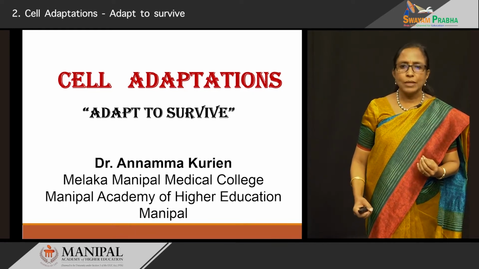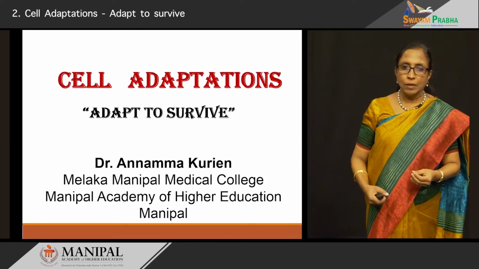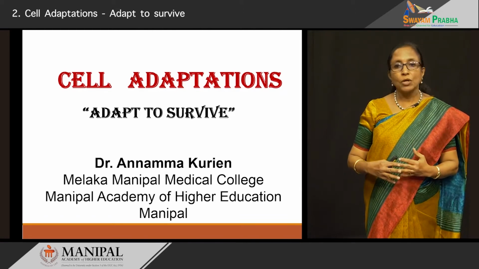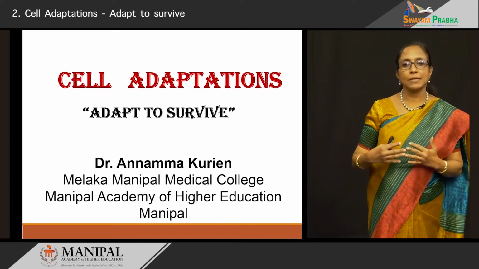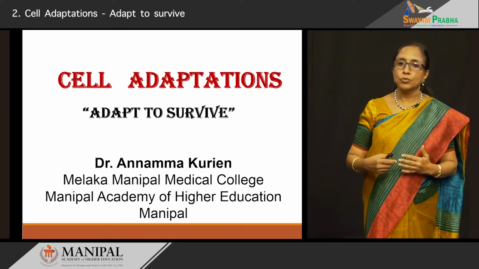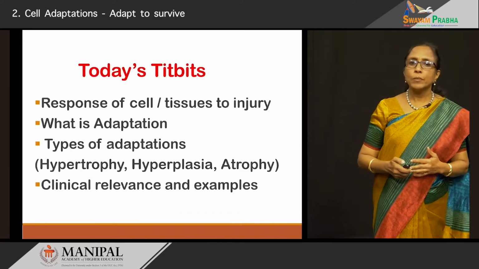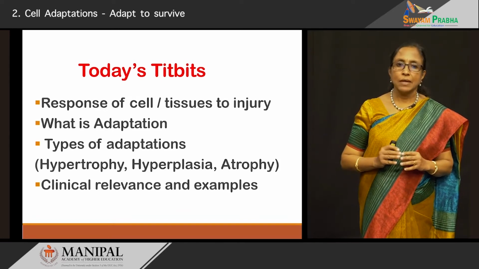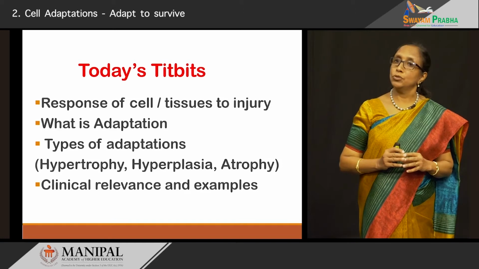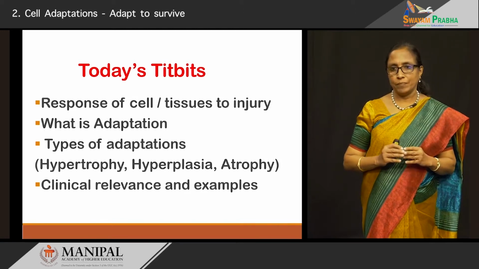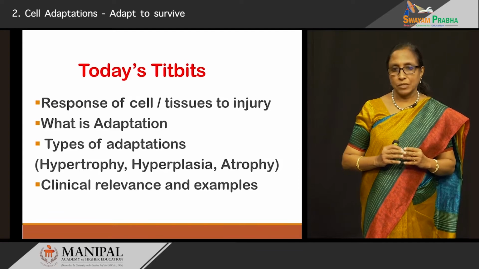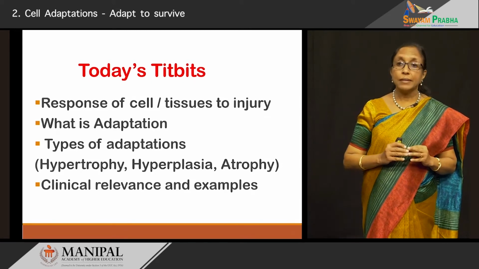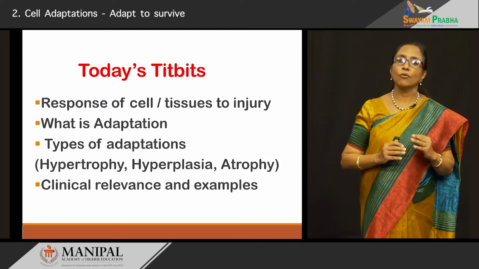Human beings also adapt in different ways to the environment around us. But today our concern is the adaptation of the cells and the tissues to various stimuli or demands in the body, adapting to survive. What you need to take from today's lecture is the responses of the cell or the tissue to injury, what is adaptation, and the different types of adaptations, of which we will be looking at hypertrophy, hyperplasia and atrophy today, and the clinical relevance and some examples of each of these.